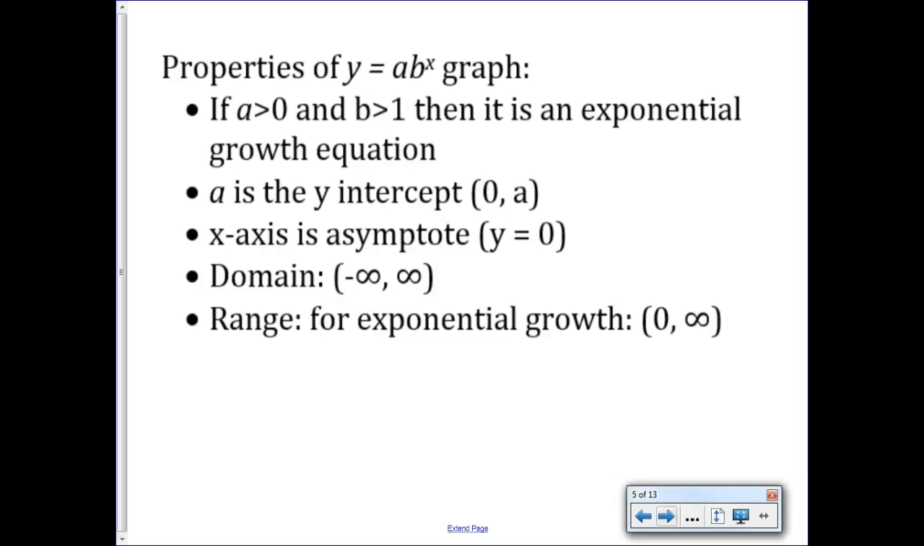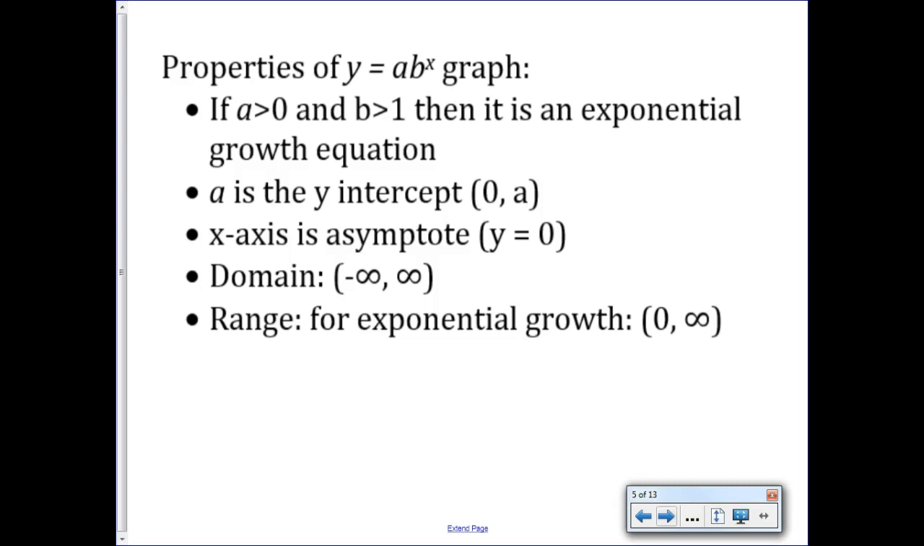Alright, so properties of y equals a times b to the x graph. If a is greater than 0 and b is greater than 1, it's considered exponential growth. A is the y-intercept, so that would be the point (0, a). The x-axis is the asymptote, so y equals 0, and we just talked about that asymptote and graphed it on our graph. Domain, negative infinity to positive infinity. There's no restrictions. We can plug in anything we want for x.